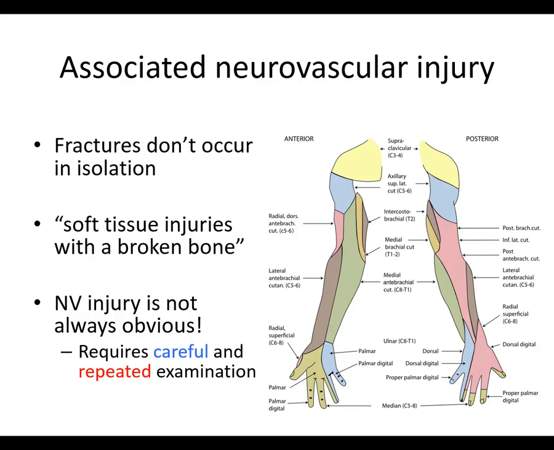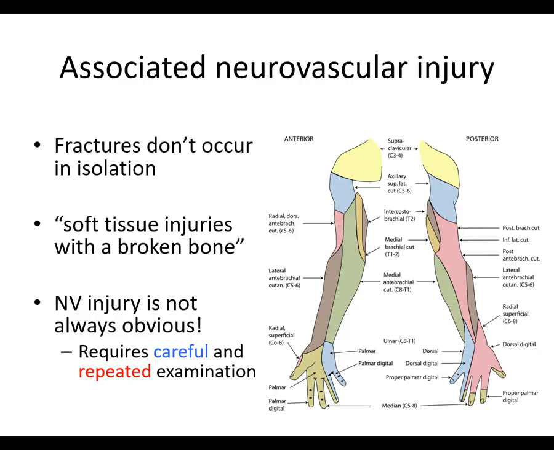Associated neurovascular injury. So remember, fractures don't occur in isolation, okay? And some people even say that a fracture is a soft tissue injury with a broken bone. So just to kind of relay the importance of that. And it's important to know that neurovascular injury is not always obvious. And I have to say, I really don't like it when people say neurovascularly intact. It really implies that everything's intact and you've checked everything. It's always better to document what you saw, what actually was working or not working.